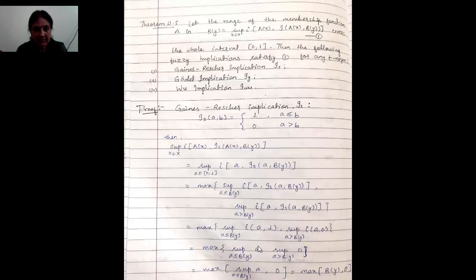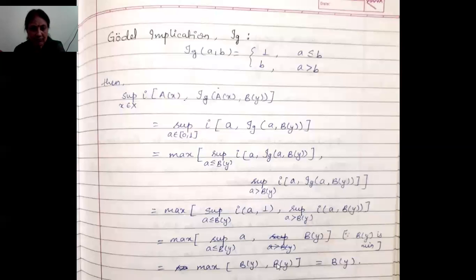So maximum of the supremum of A for A less than or equal to y, and the supremum of 0 for A greater than y. So this becomes maximum of supremum A and 0. This is equal to maximum of the supremum of A less than or equal to y, which becomes y, and 0. So we have proved the right side of this expression is equal to y. So it is proved that the Kleene-Dienes implication satisfies equation 1.